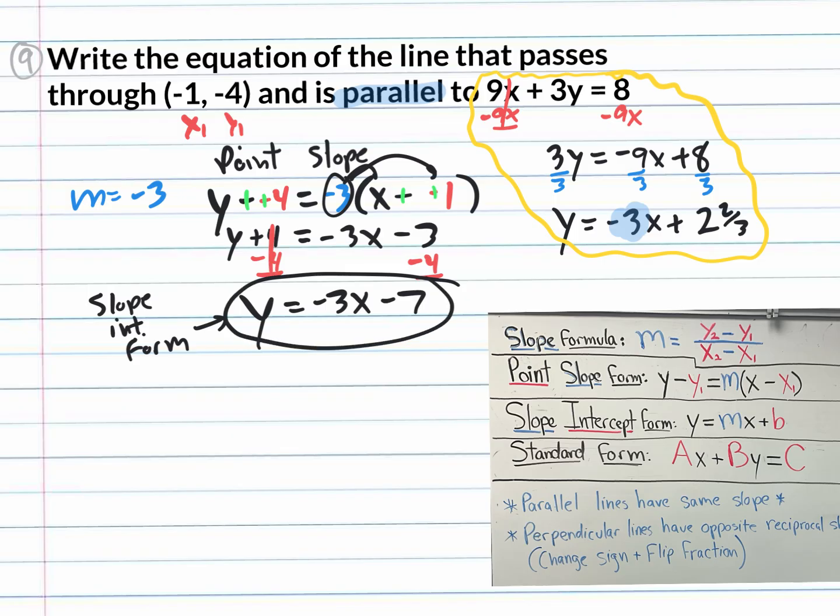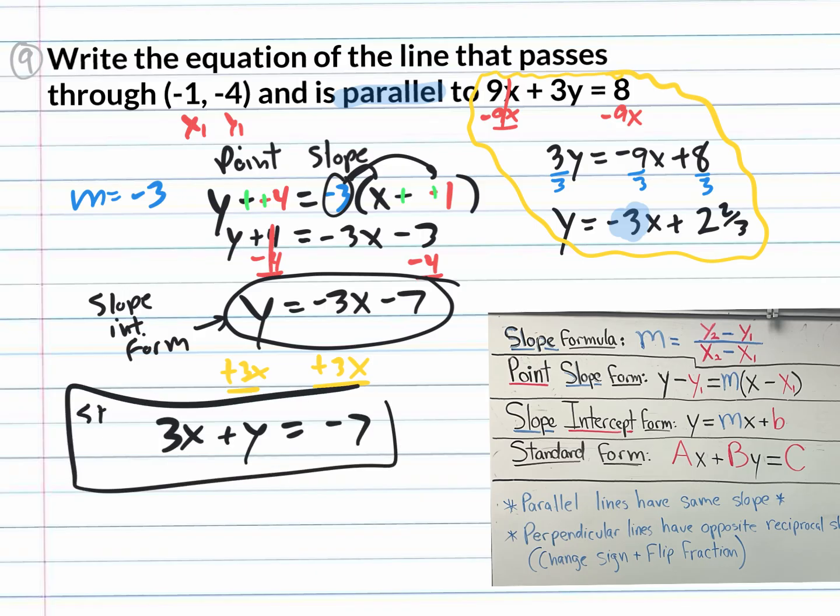On the assignment I gave you yesterday, this is question number 9, and this is the answer. You type it in slope intercept form. But for today's sake, we're going through all three forms: point slope form, slope intercept form, and finally, to change it to standard form, all you have to do is move that -3x over to the other side. So add 3x, add 3x. We're going to have a positive 3x with a positive y equaling -7. And that's standard form right there.